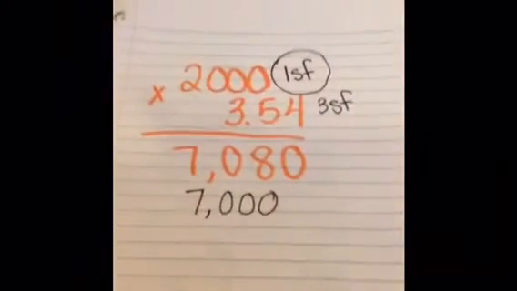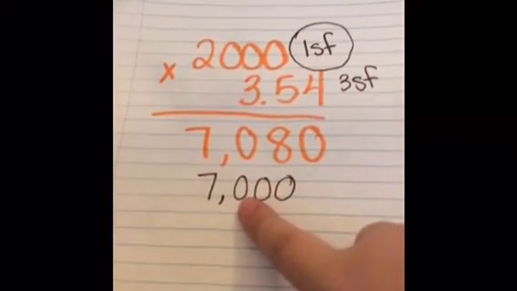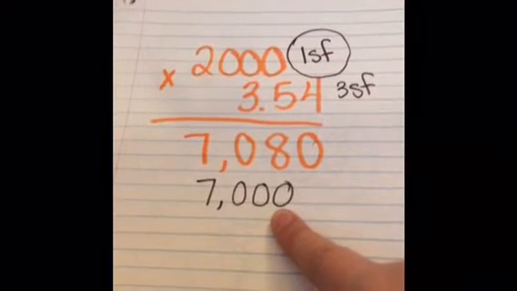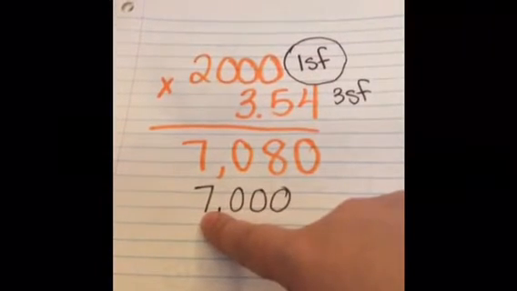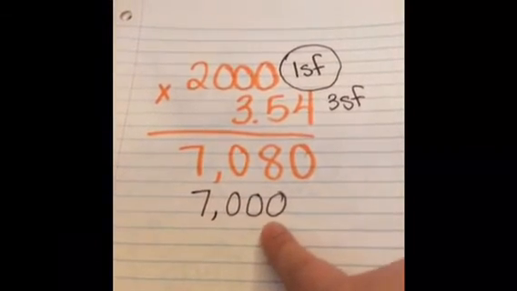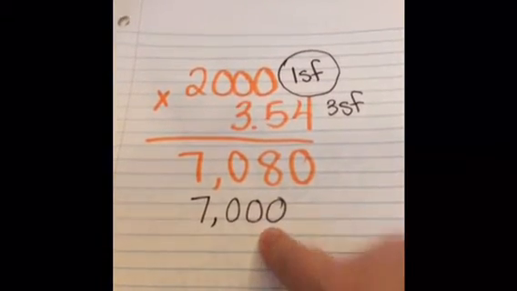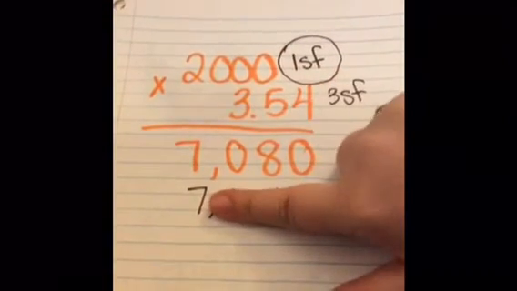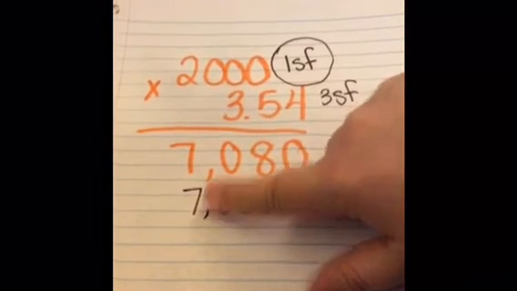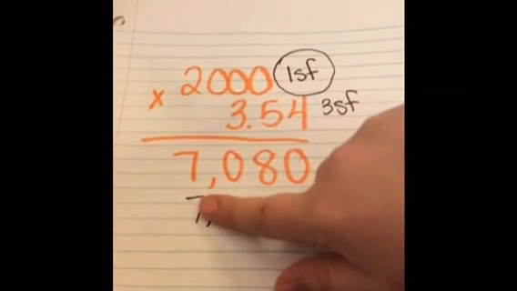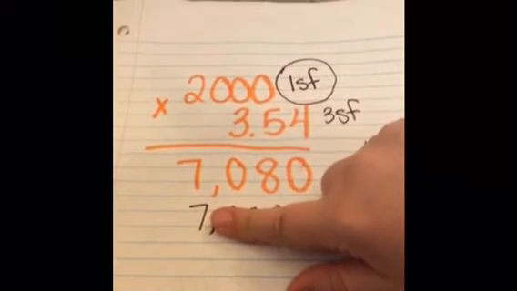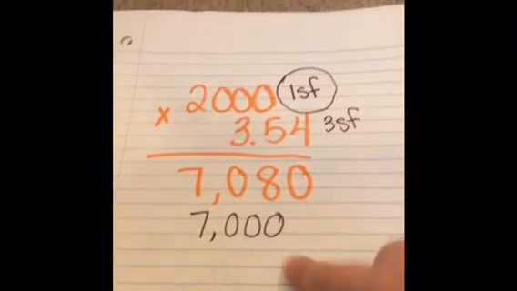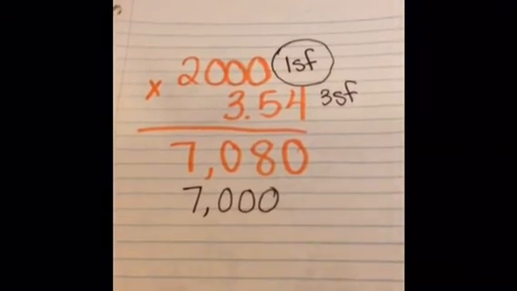When I do this, these zeros are not significant, so I only have 1 sig fig, but these zeros are placeholders. If I were to just write down 7, that would not make any sense. 2,000 times 3.54 could not possibly equal 7. I need these zeros as placeholders to show my number is large.